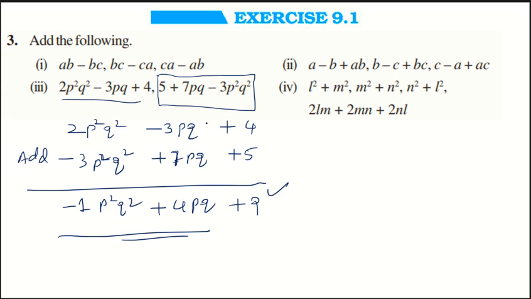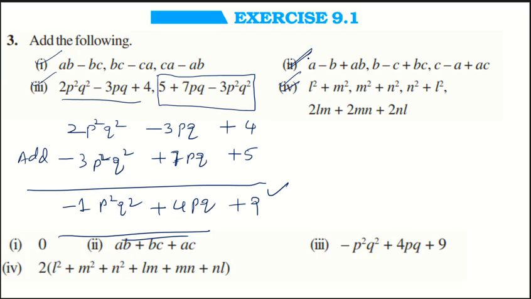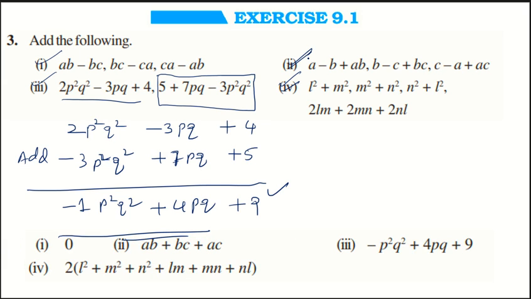So, children, I have done the first sub question and the third sub question, and I expect you to do the second one and the fourth one on your own. You can pause the screen and cross check your answer after doing the addition of the given algebraic expressions in the second and fourth.